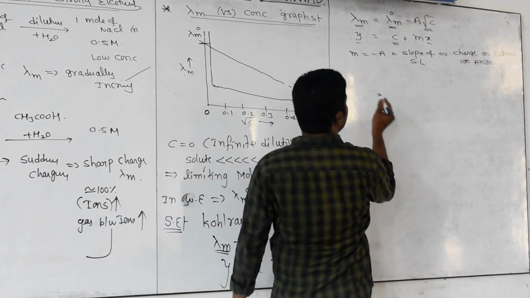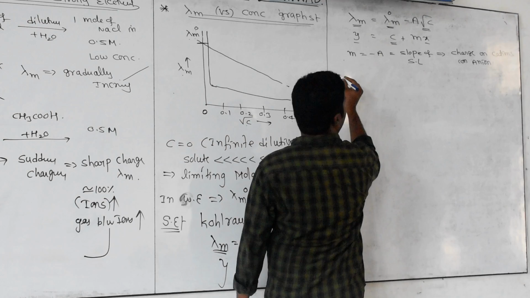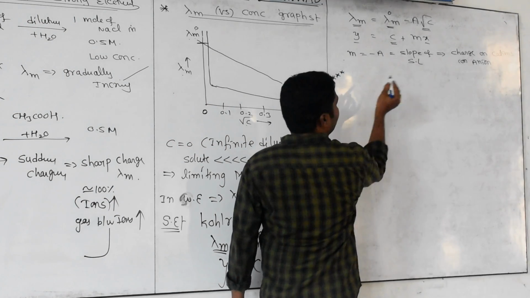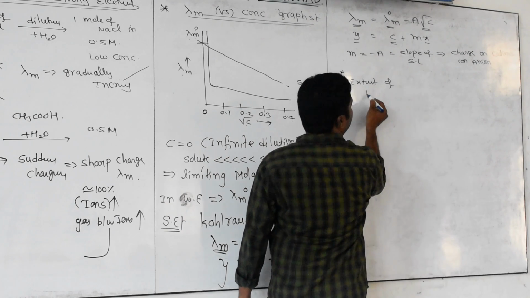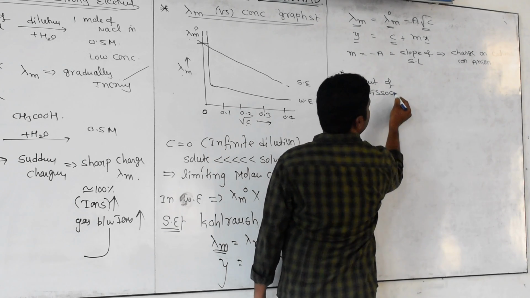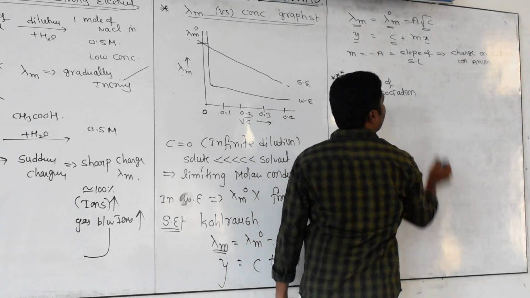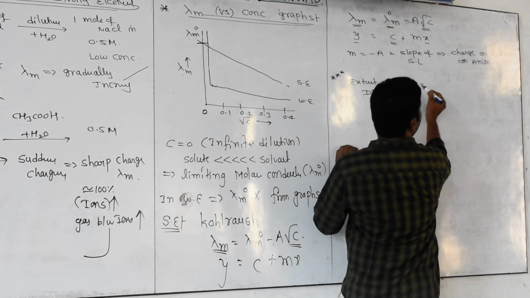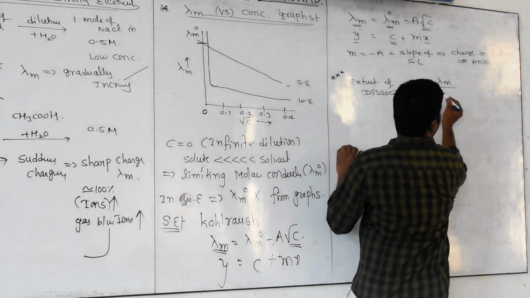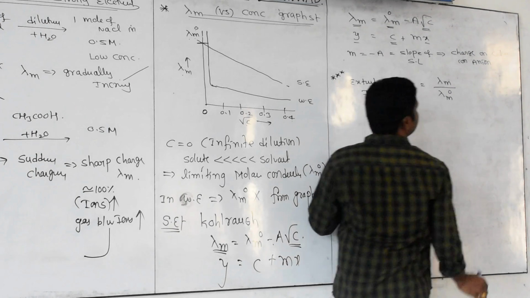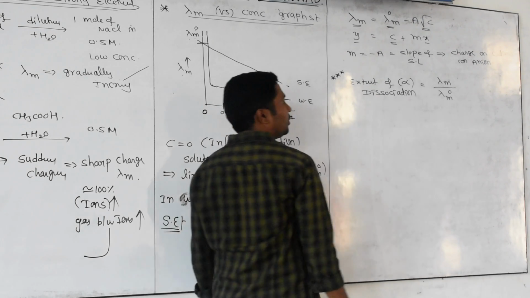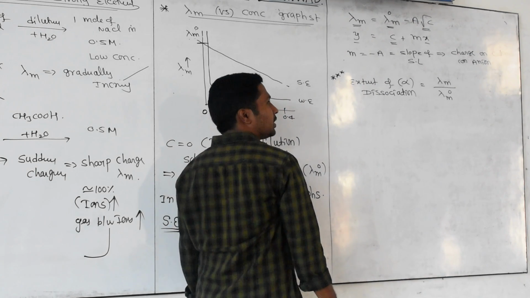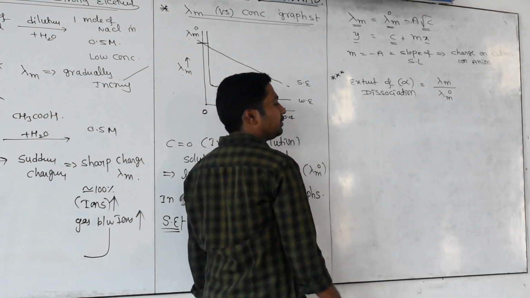And next, I want to tell one point here, especially from a competitive point of view. Extent of ionization or dissociation, for weak or strong electrolyte, is not a matter, is equal to lambda m by lambda naught m. This is denoted by alpha. Extent of dissociation or ionization is equal to molar conductivity by limiting molar conductivity.